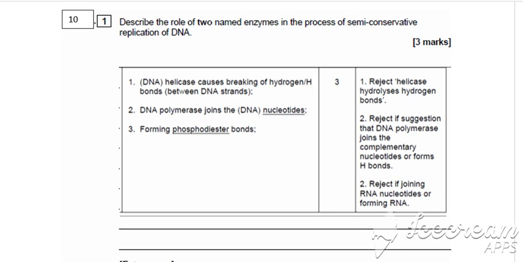They will reject "helicase hydrolyzes the hydrogen bonds." It is just the fact that it breaks the hydrogen bonds. And they are rejecting, for marking point 2, any suggestion that DNA polymerase joins the complementary nucleotides to form the hydrogen bonds. It is joining together the nucleotides, forming the phosphodiester bond. And they will reject any answer that involves RNA nucleotides or any formation of RNA. You are forming DNA during semi-conservative replication.